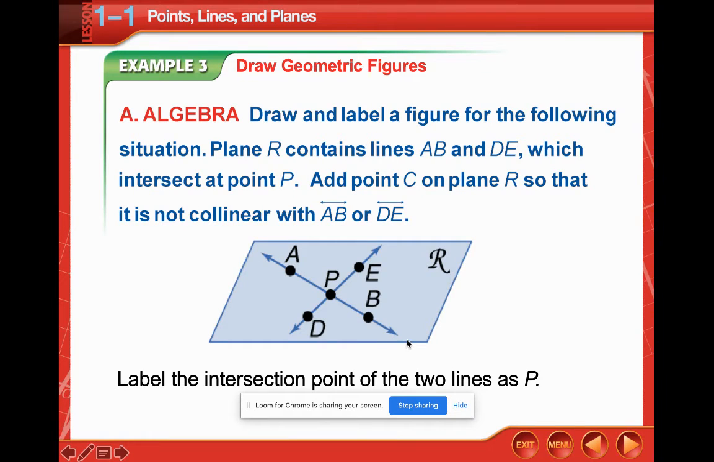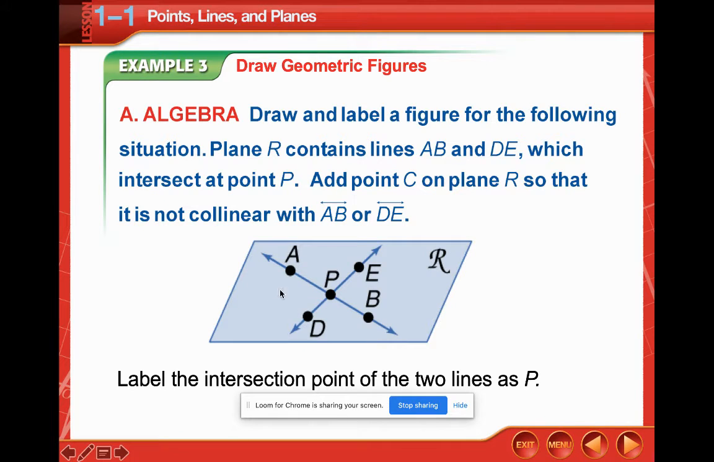So you can't put C right here either. You've got to put it out here somewhere. And you can't put it on D or E, right? Because it's not collinear with either one. So you can't put it here, you can't put it there. You need to look anywhere else except on those lines.